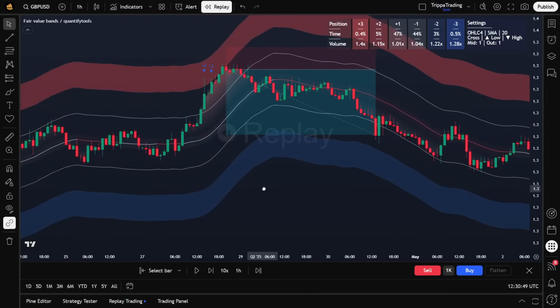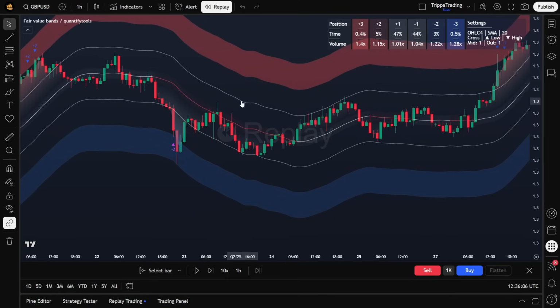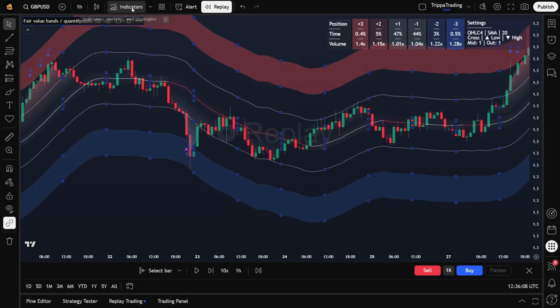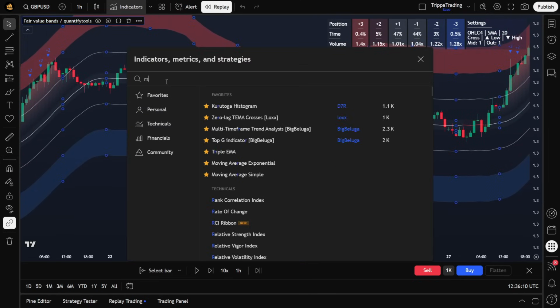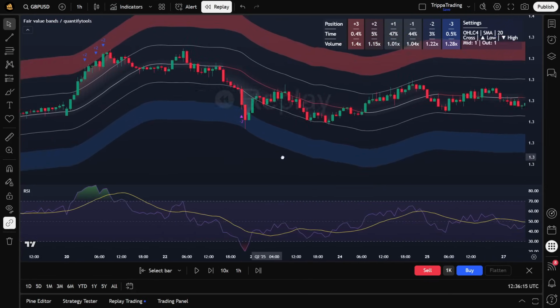You can also combine the fair value bands with another indicator for extra confirmation. A great option is the RSI. For example, let me quickly add the RSI indicator to the trading chart. So this is how you can use this indicator with RSI.